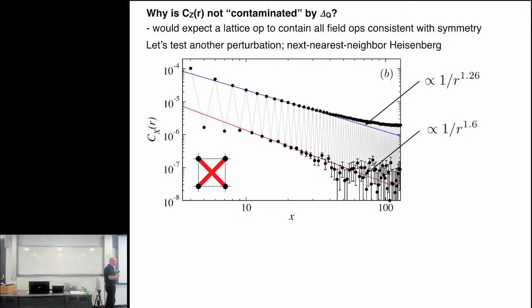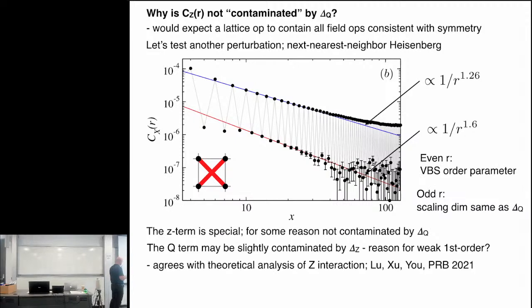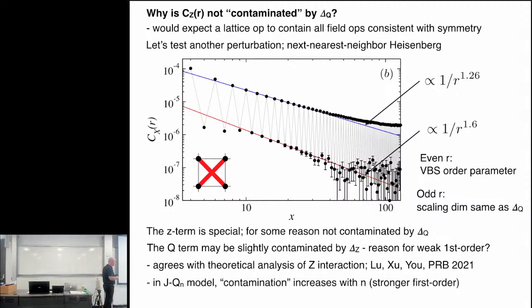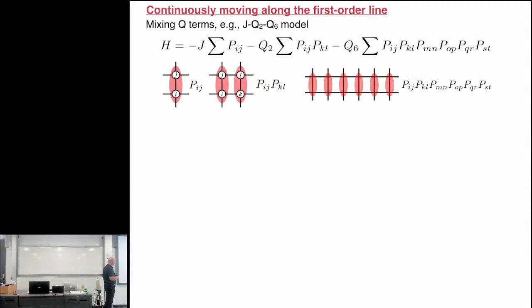I think for even, it actually picks up the order parameter. But this other decay, the fastest decay, is actually exactly consistent with what you would expect if you just take another generic operator that can drive the transition. So the Z operator seems to be really special in that it doesn't contain that.